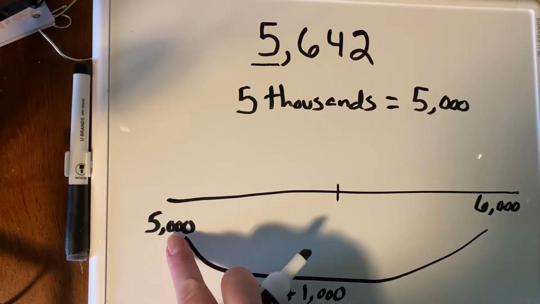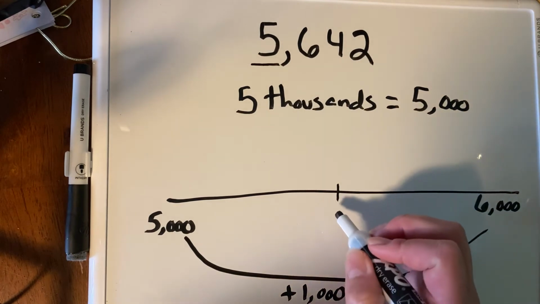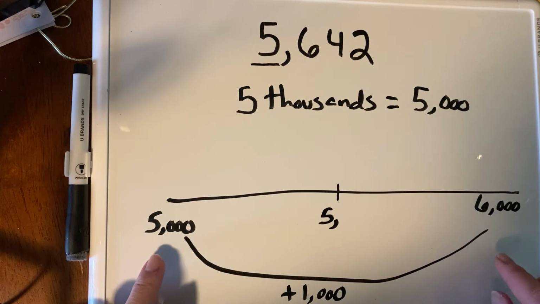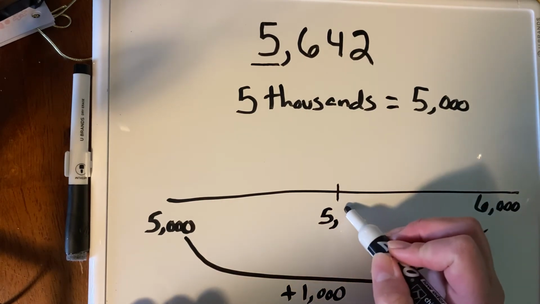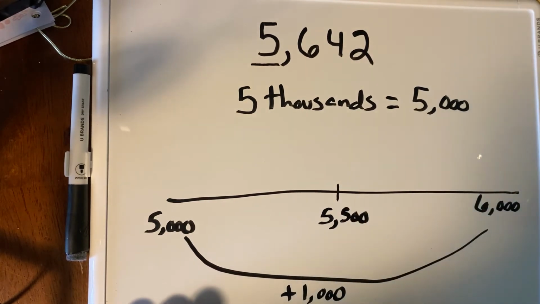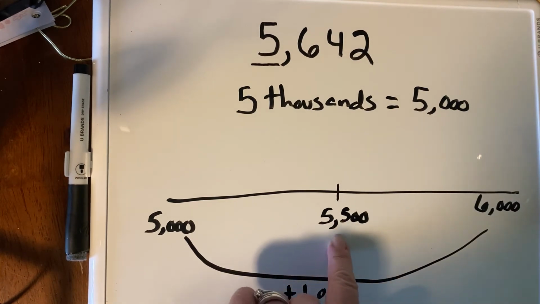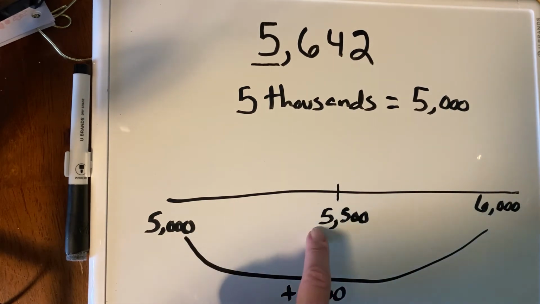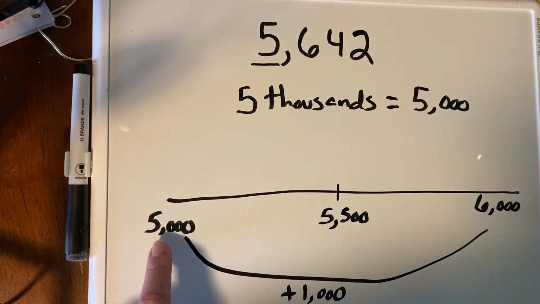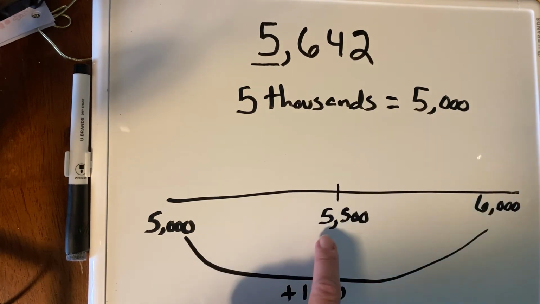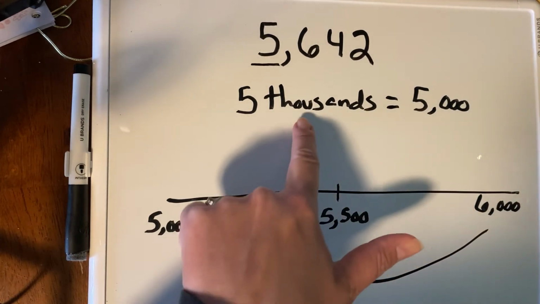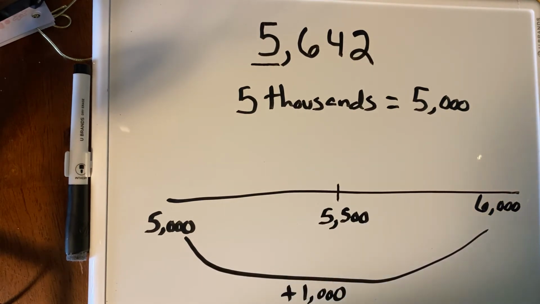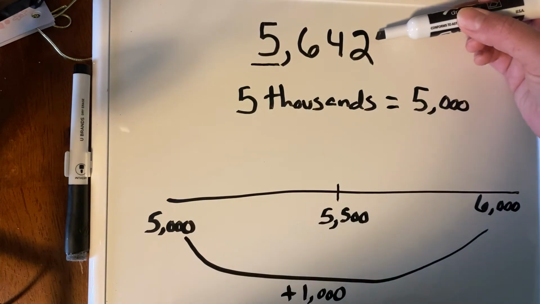So I know that it's between 5,000 and 6,000, so I know my number is going to start with 5,000, and then in between the thousands, 500 is halfway. So my midpoint is 5,500. All right, if we were between 3,000 and 4,000, it'd be 3,500. Between 2,000 and 3,000, it would be 2,500. Because I'm rounding to the nearest thousands, it's going to end in 500. All right, so 5,500.